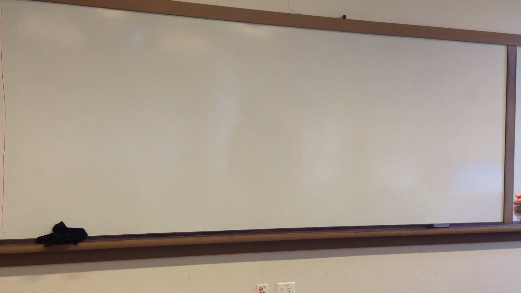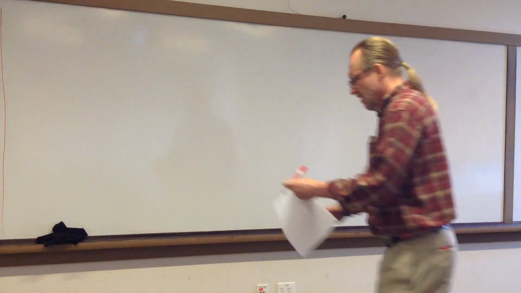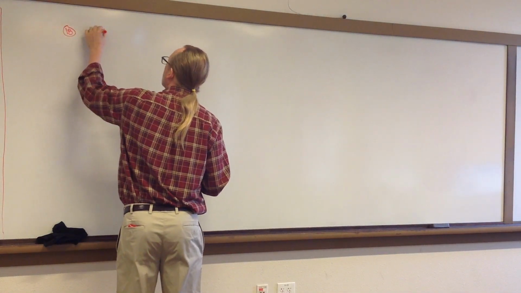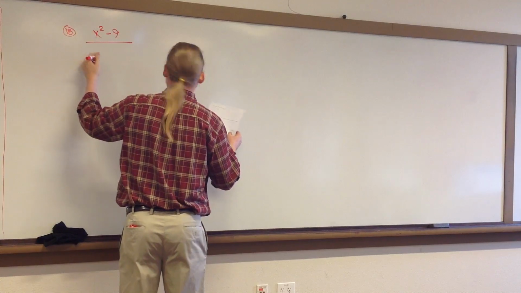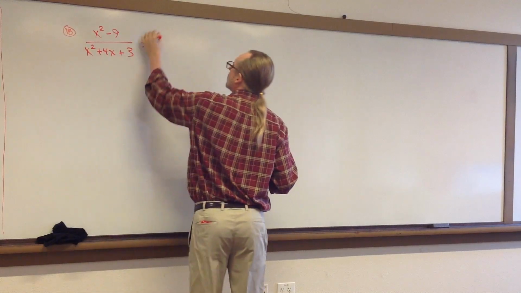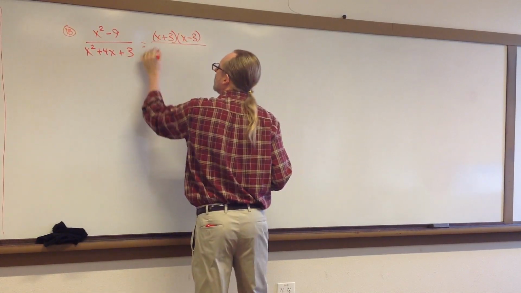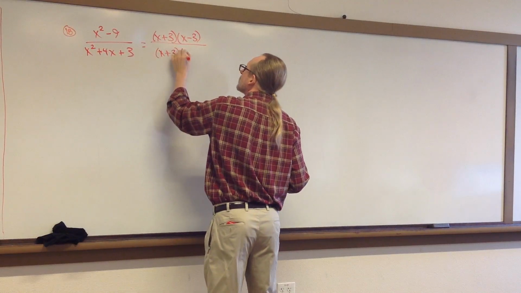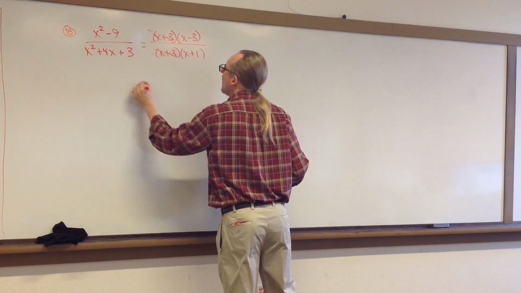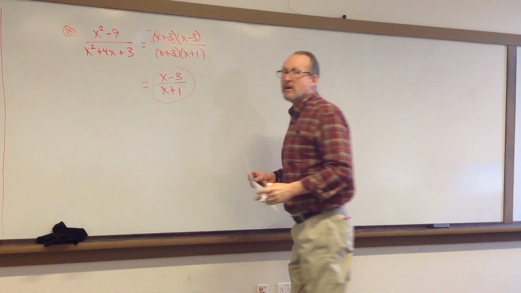Okay, problem 18. So this is just a simplifying problem. So we want to factor the top, factor the bottom, and cancel out any common factors. So the top factors is x plus 3 times x minus 3. The bottom factor is x plus 3, x plus 1. These are common factors, and we're left with x minus 3 on the top, x plus 1 on the bottom.